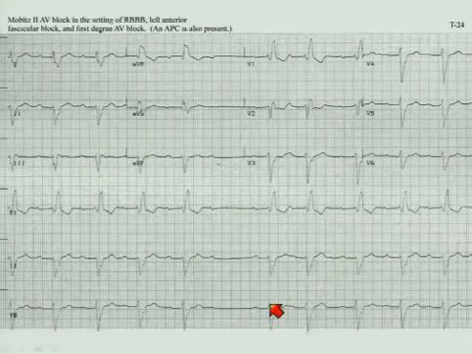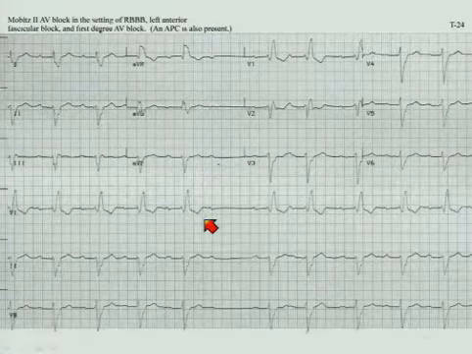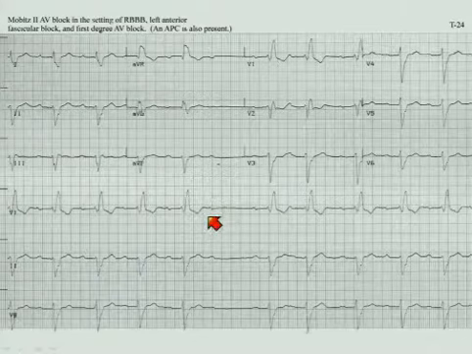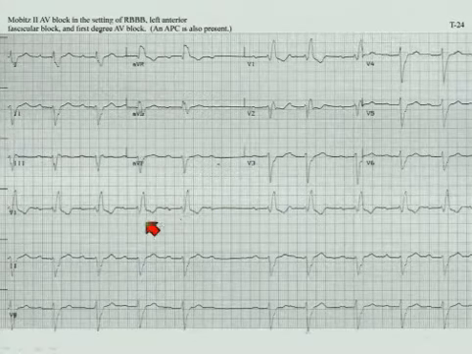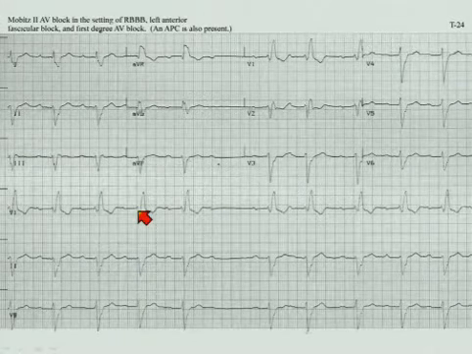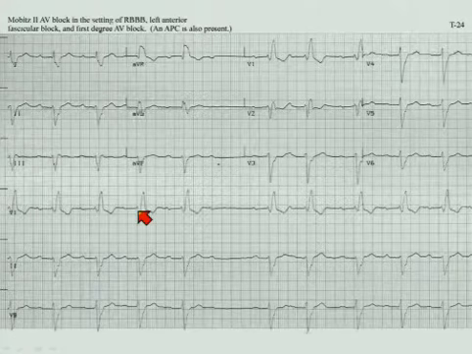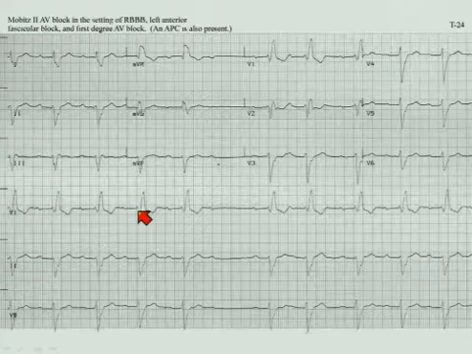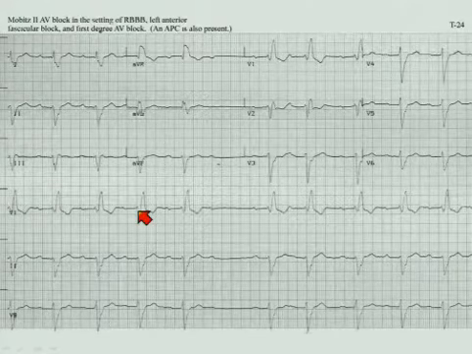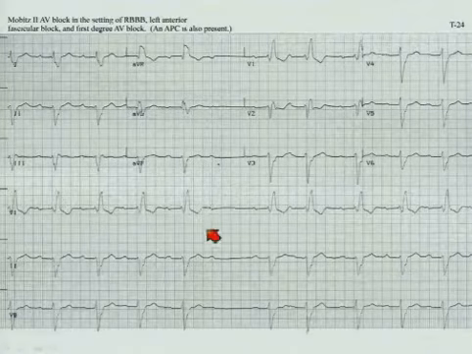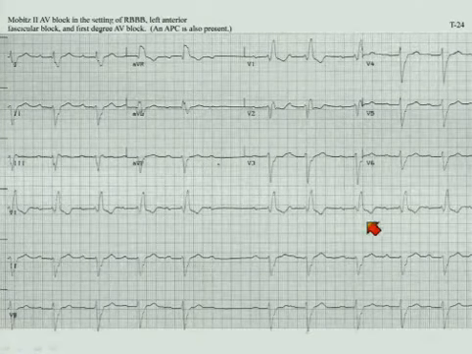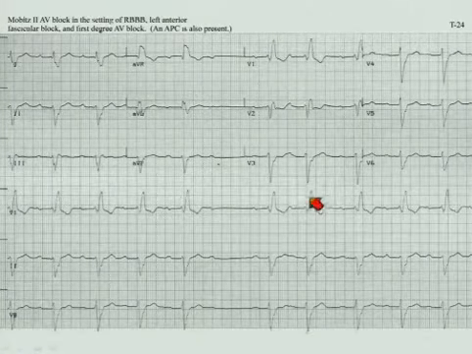Here's a Mobitz type 2 block, where there is sudden cessation of conduction without progressive prolongation. There is prolongation here, but it's constant. Marked first degree AV block in the setting of right bundle branch block and left axis, left anterior fascicular block, and then all of a sudden this P wave does not conduct. And then it's restored and there's an APC here.